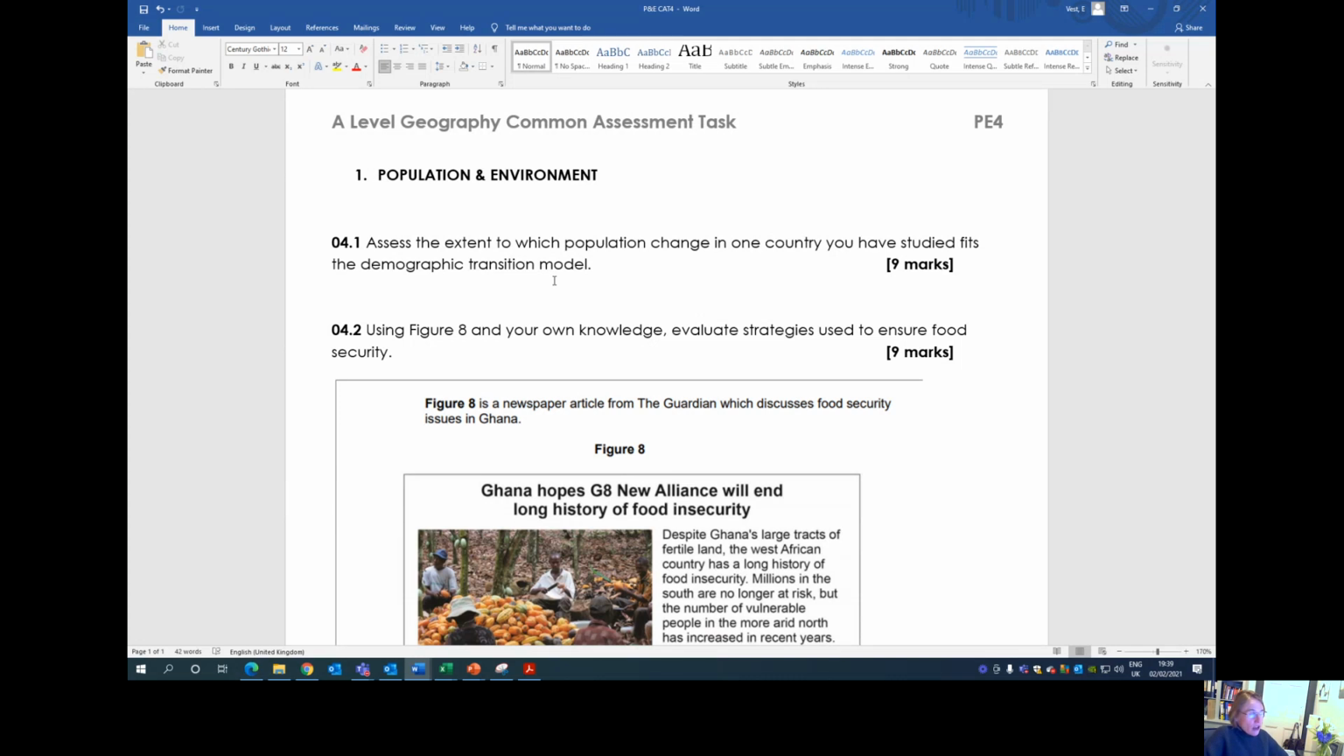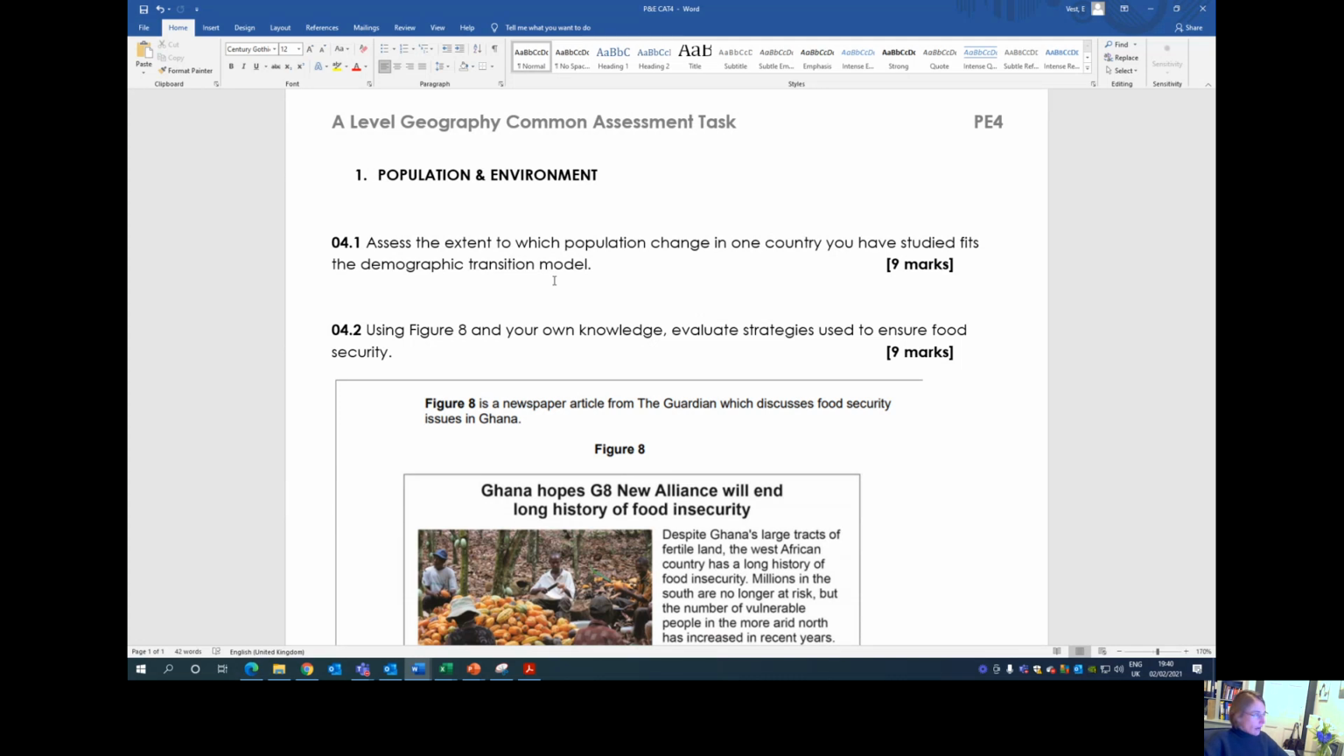So you're going to need to be clear about what the demographic transition model is, and possibly what some of the positives and negatives are, and some of the drawbacks and advantages of using it as a model. That's where you'll be picking up your AO1 marks here, along with case study knowledge. So being clear, with examples backing up what you're saying.